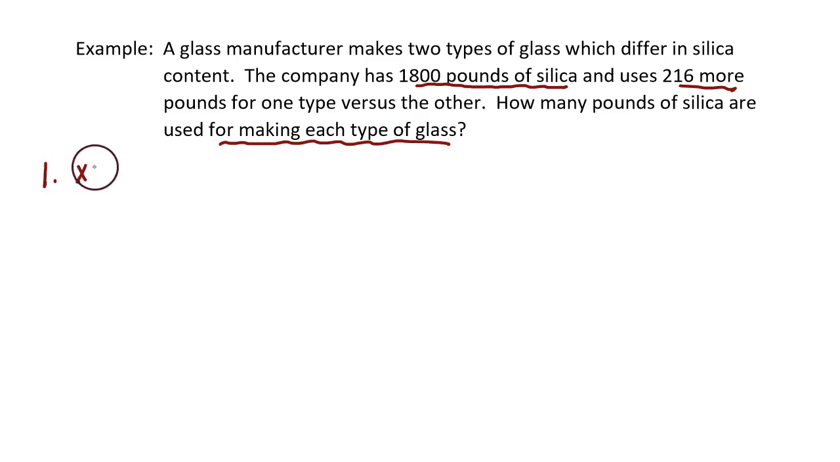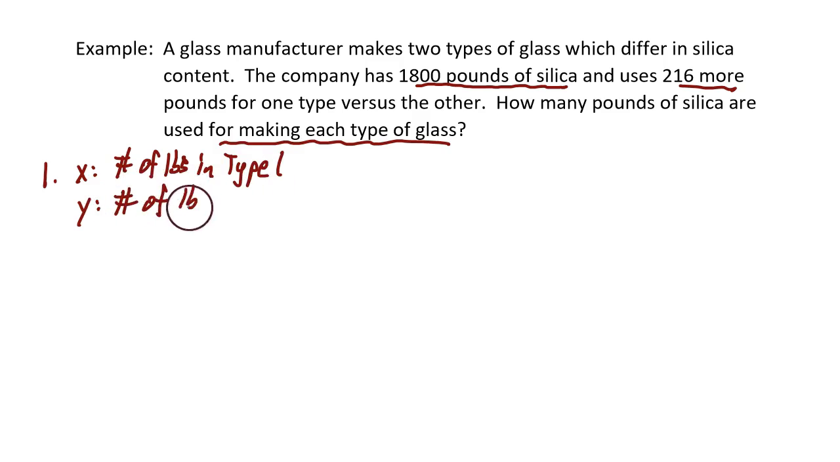So step 1, let's define the variables. X is the number of pounds in type number 1. How many pounds of silica are in the first type of glass? The letter Y will be the number of pounds in type 2. Step 2, let's create a system of equations from the sentences in the problem.